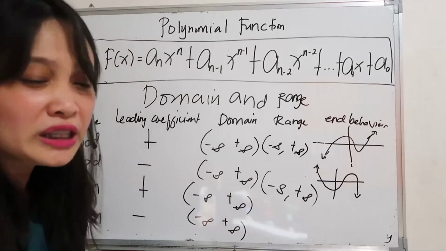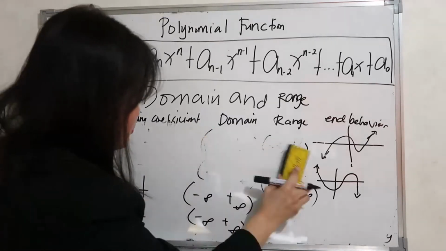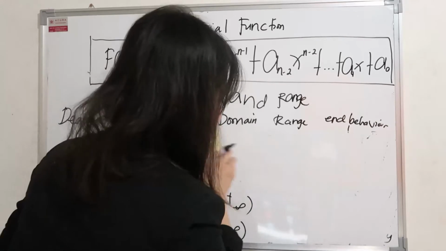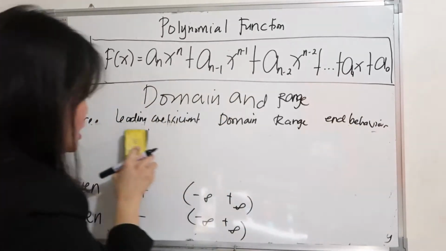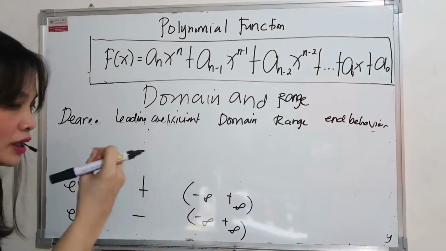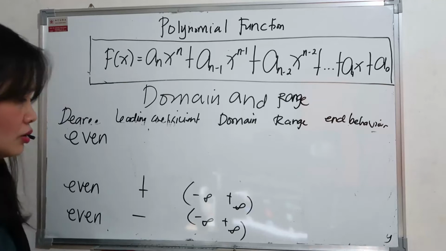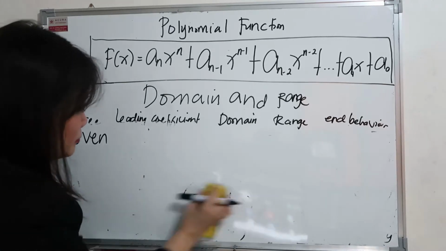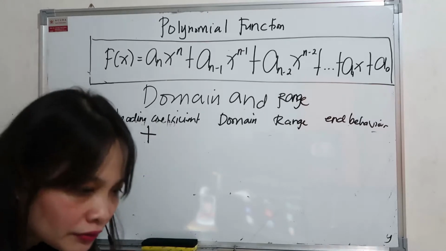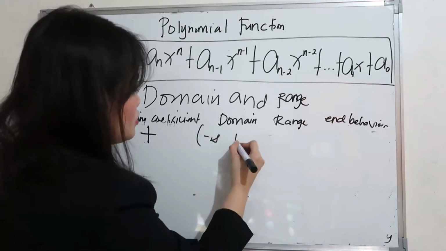Now, what about even? Okay? What if the degree, again when we say degree, you're referring to the highest exponent. So what if the degree is even? Then the leading coefficient is positive. So the domain is still the same. Negative infinity to positive infinity.